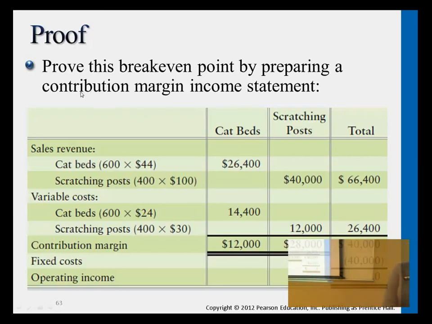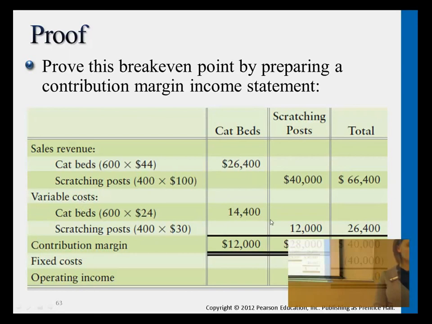We're going to prepare this, call it a contribution margin income statement. So what do we have here? We have sales revenue, variable costs, contribution margin, fixed costs, and operating income. Just like your income statement. But now look here. We added two additional columns, one for each of the products. So for cat beds, we just figured out it's $26,400 in sales revenue. And for scratching posts, it's $40,000. So we found a total of $66,400 just a slide ago.